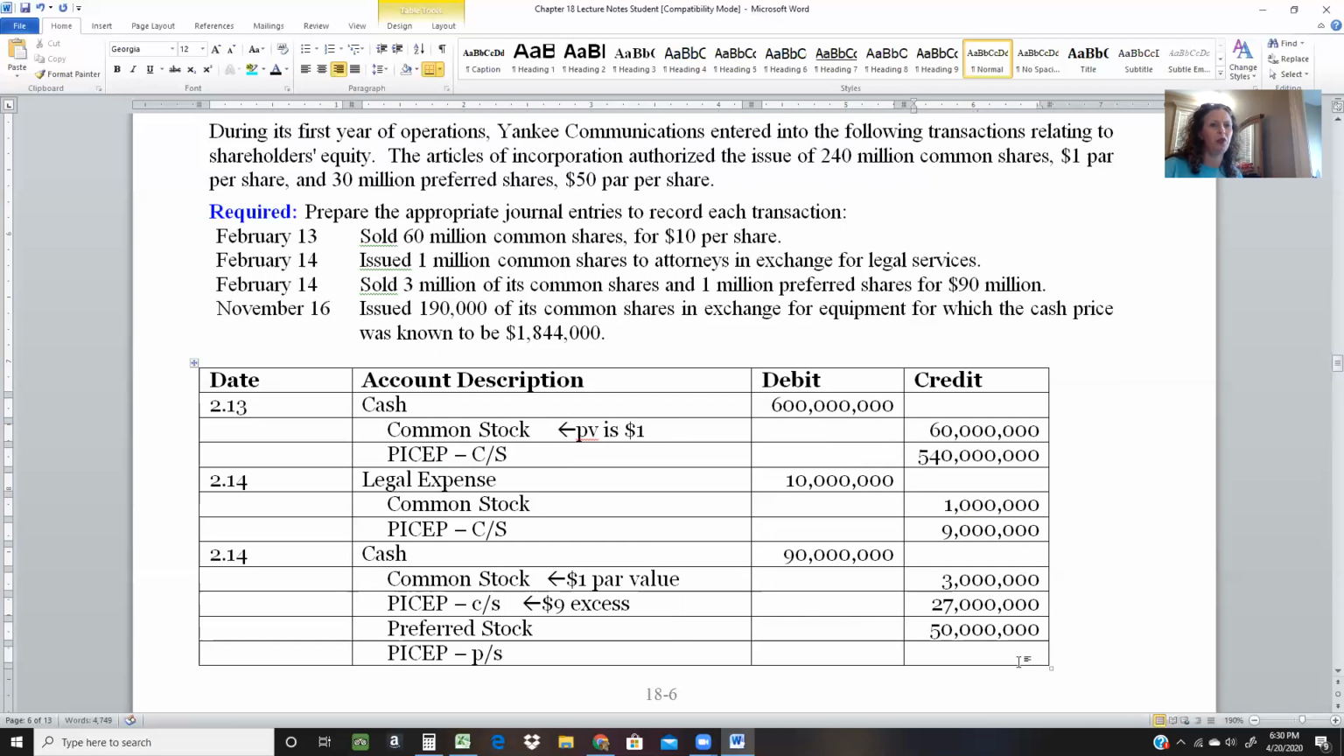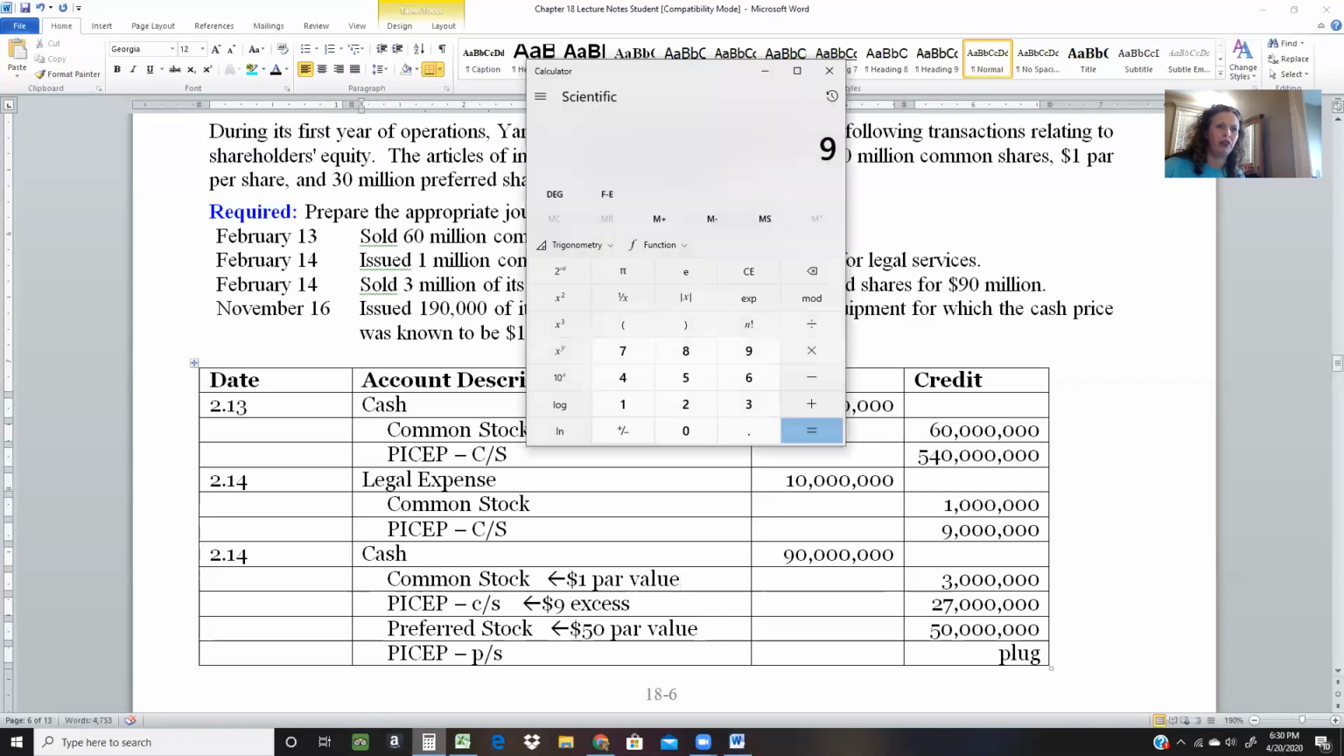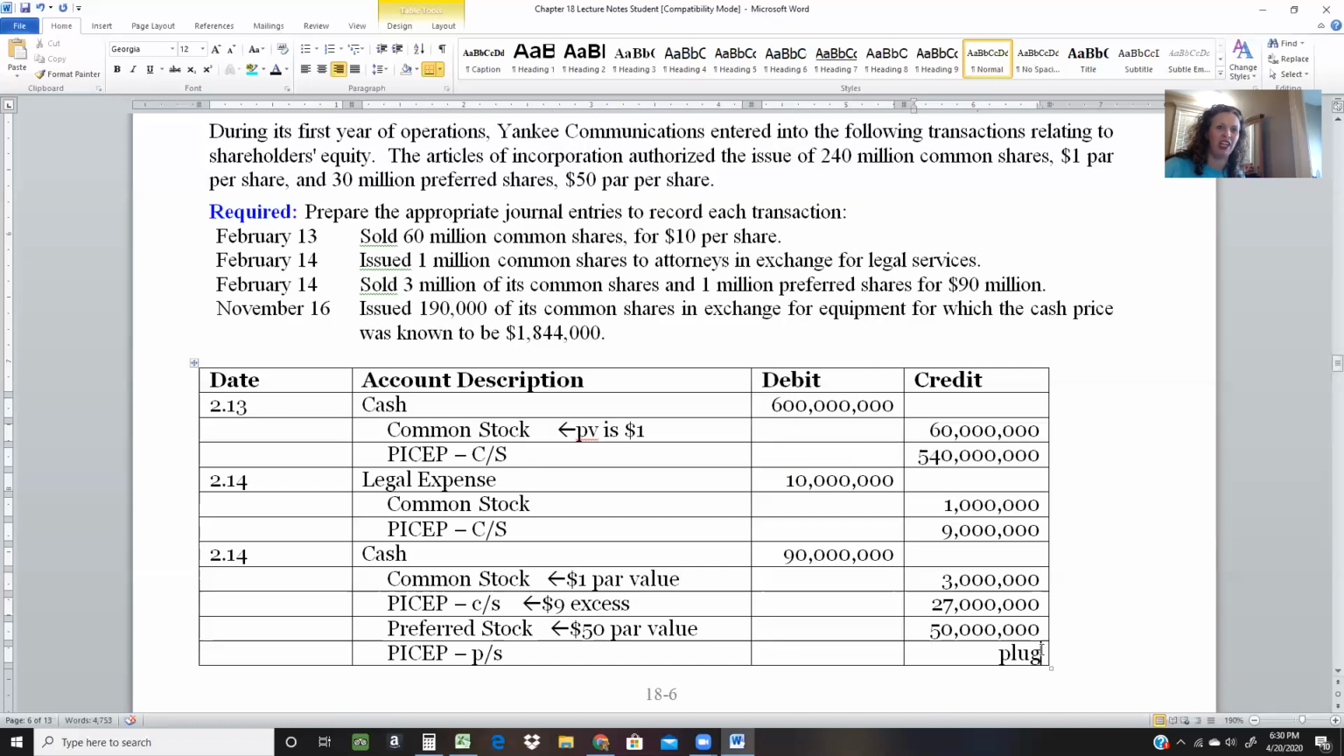And then this will be a plug. The rest of it goes there, because I don't know what my preferred shares regularly sell for. I haven't sold any lately and I don't have access to records on their values. But this is an absolute and this is an absolute. The preferred par value here is $50 per share. Now that I've found everything else, I can just solve for the other. So 90 minus 3 minus 27 minus 50 means I'm going to put 10 right here.